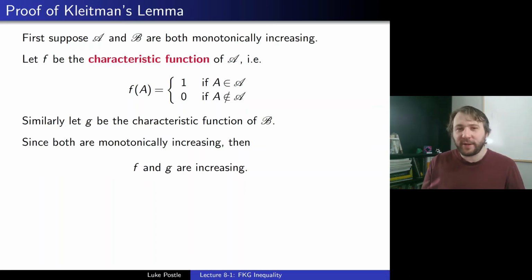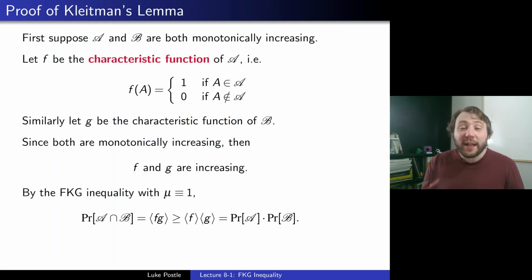We have these families of sets, and subset inclusion makes a lattice. So of course these are increasing, because the families are upward closed. They're very simple increasing functions, just 0s and 1s, but very nice. And now we can apply the FKG inequality.